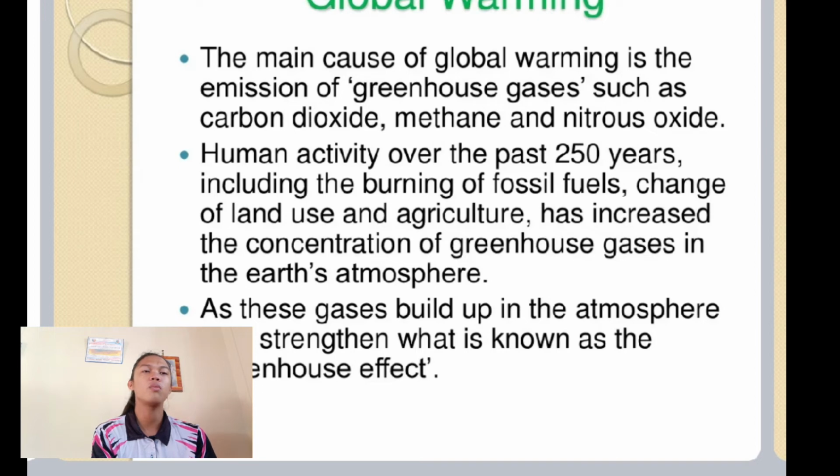What is global warming? The main cause of global warming is the emissions of greenhouse gases such as carbon dioxide, methane, and nitrous oxide. Human activity over the past 250 years, including the burning of fossil fuels, change of land use, and agriculture, has increased the concentration of greenhouse gases in the Earth's atmosphere. As these gases build up in the atmosphere, they strengthen what is known as the greenhouse effect.